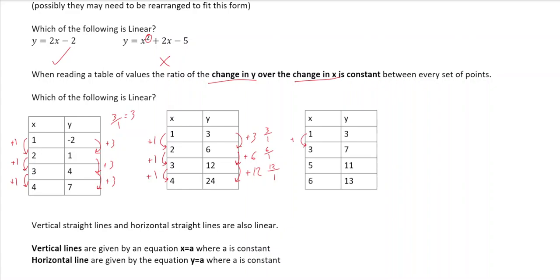Here we have plus 2, plus 2, plus 1. Okay, so be careful here. This is plus 4, plus 4, plus 2. So just be careful. It's 4 over 2, 4 over 2, and 2 over 1. Keep in mind that these each simplify to 2. Since they all simplify to the same thing, this is linear. This one's not, this one is.